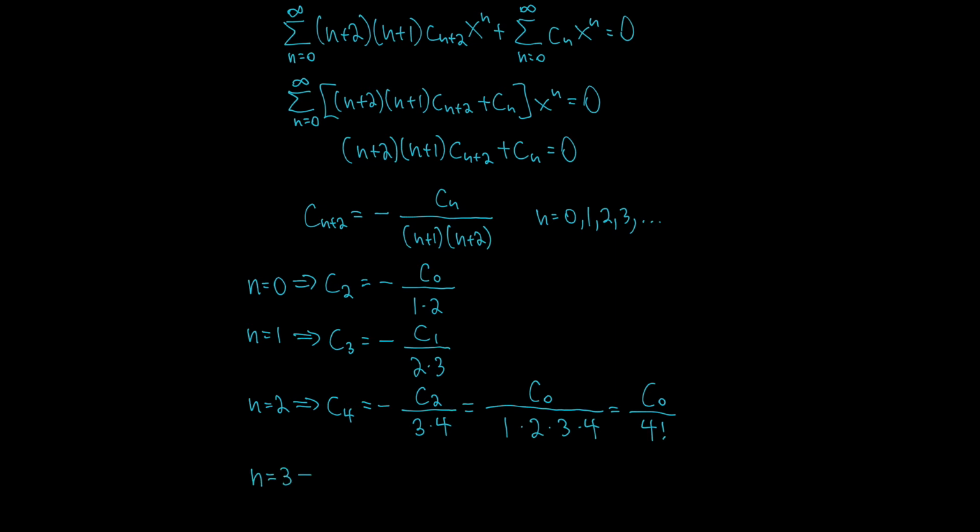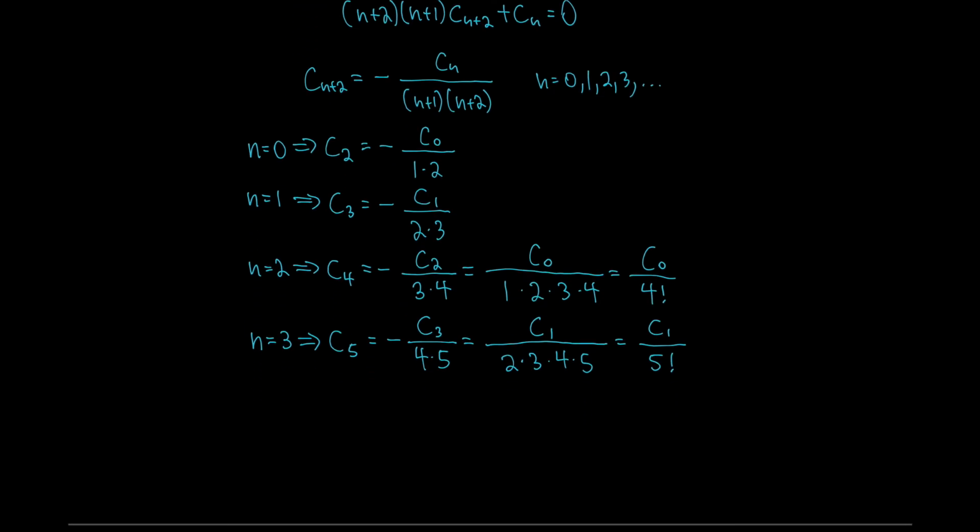Let's try n equals 3 now. We'll see that that tells us that c5 is equal to negative c3 over 4 times 5. So we replace c3 with negative c1 over 2 times 3. So that's just c1 over 2 times 3 times 4 times 5. Negative cancels. We'll end up with c1 over 5 factorial.